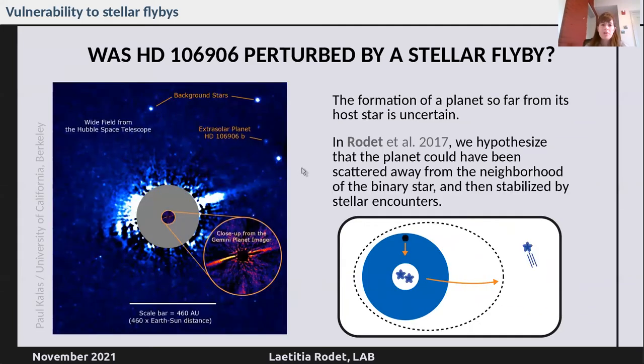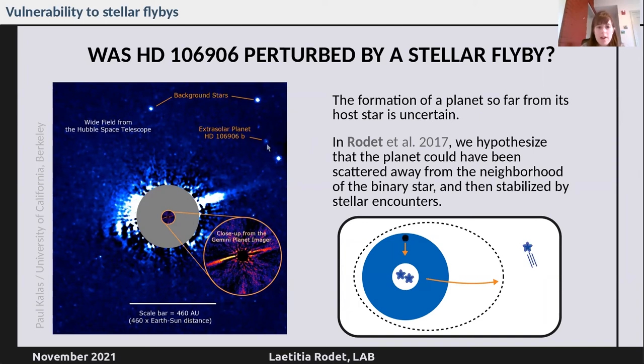So just before concluding, I'd like to talk a bit more again about HD106906, because actually there's more we can say on this system. Especially the location of the planet is pretty puzzling. Being so far away from the host star and also misaligned with the disk, it is not clear how it was created. So it could be a failed binary star, well, triple star, but the mass ratio is very close to a planet to star when we look at the host star.